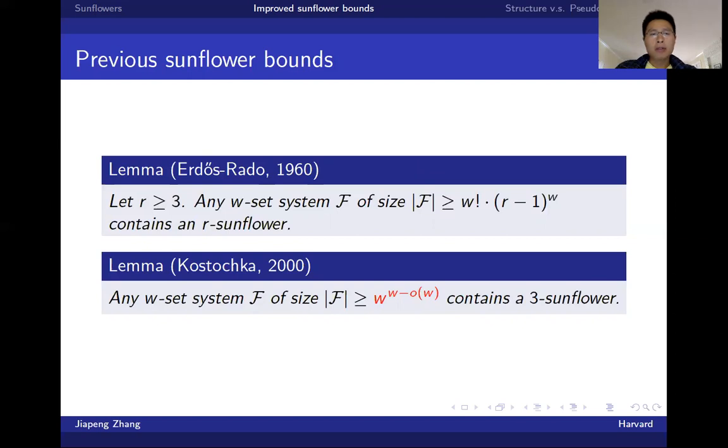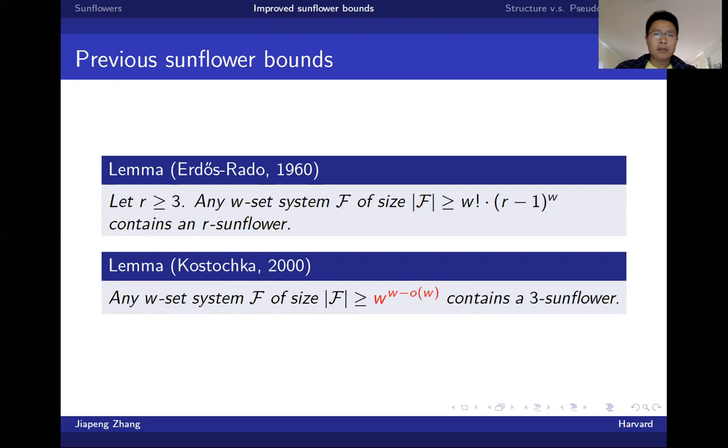Okay, let's compare it to the original sunflower lemma. The original Erdős–Rado sunflower lemma bound was w factorial. Actually, it's roughly w to the w, and now it's w to the w minus little o(w). So basically the main improvement is the little o(w) term.